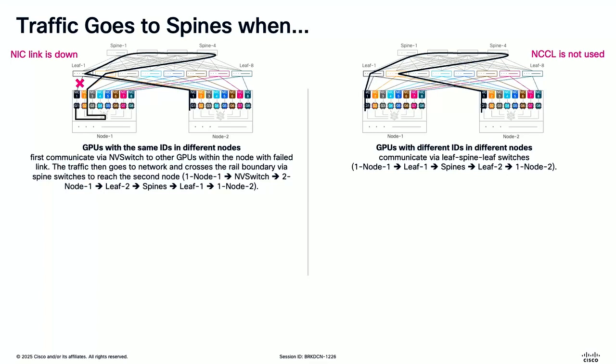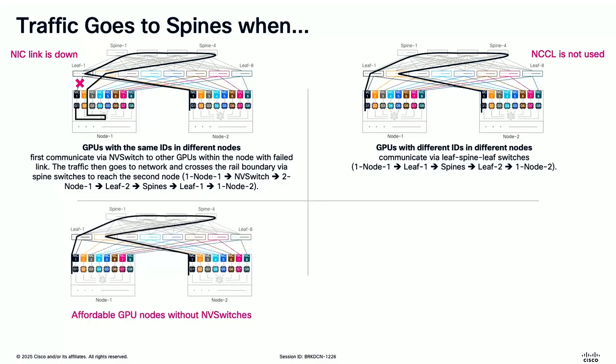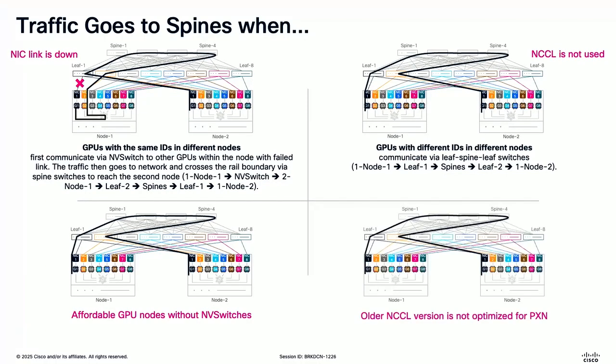The other reason is maybe you are in research or academia. You're not using NCCL. You're using some other collective communication library that may not be optimized for all these enhancements. That's another reason traffic goes to the spines. There are some servers in the market that don't have NV switches, just for cost savings. If you do that, then the traffic is going to the network. Or maybe you are using an NCCL version that's not optimized for all these scenarios. These are some of the reasons.